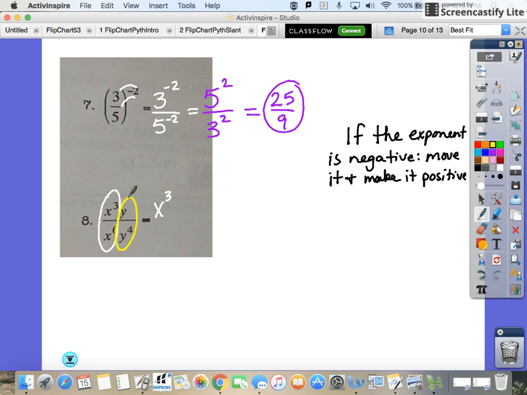Then we've got y's in both the numerator and denominator. And we have to ask ourselves, where do we have more? The answer to that is in the denominator, because there are 4 in the denominator and only 1 in the numerator. So this is bigger by 3, so it's going to be y cubed.